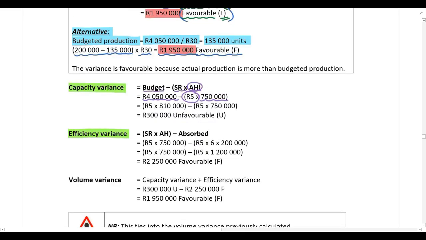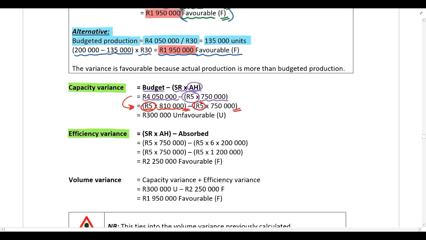Now, to determine whether the variance is favorable or unfavorable, you can see I've just broken this down a little bit further. So we calculated this total budgeted cost by saying the standard rate per machine hour is 5 Rand and normal capacity is 810,000 machine hours. So that's how we calculated that budgeted cost. So you can see the standard rate is exactly the same. It's 5 Rand per machine hour. So we are comparing normal capacity to actual machine hours.